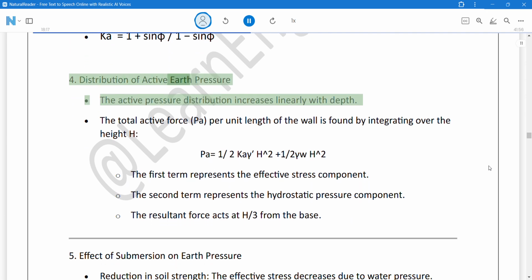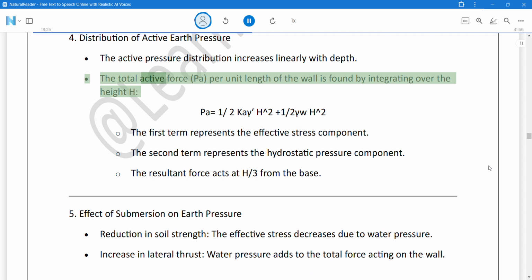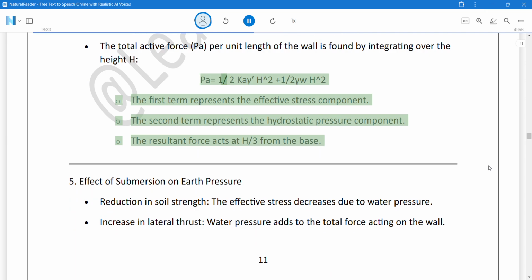For distribution of active earth pressure, the active pressure distribution increases linearly with depth. The total active force per unit length of the wall is found by integrating over the height h. Pa equals 1/2 Ca gamma' h squared plus 1/2 gamma W h squared. The first term represents the effective stress component. The second term represents the hydrostatic pressure component. The resultant force acts at h/3 from the base.